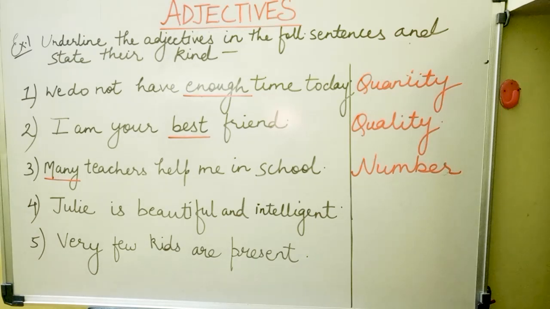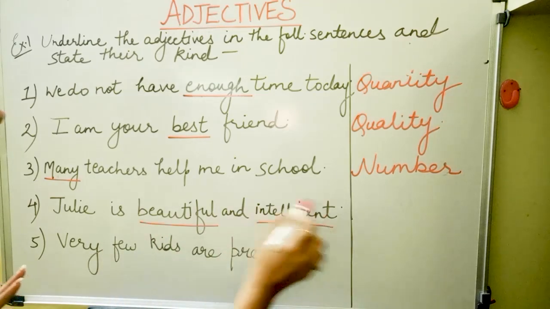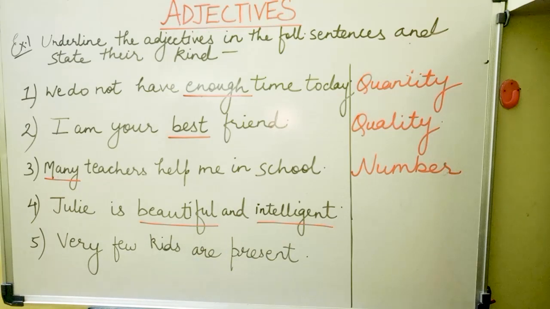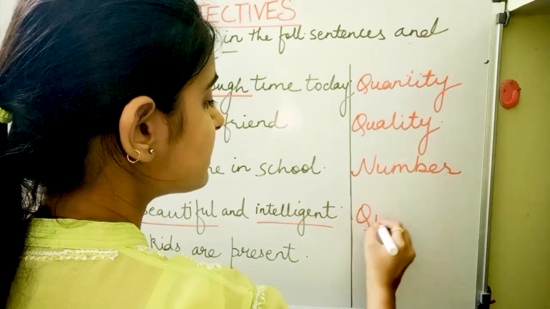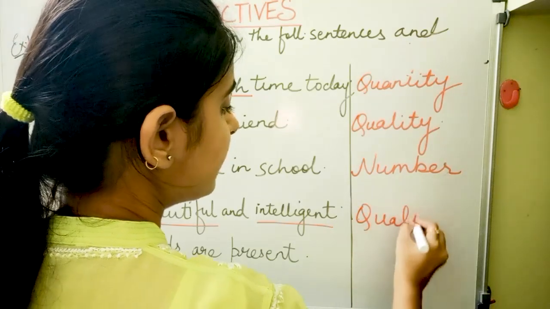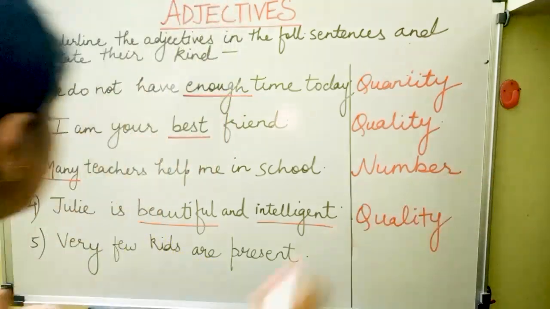Fourth sentence. Julie is beautiful and intelligent. Now in this sentence, the adjective is used after the noun. Like I told you, the adjective can be used before the nouns also or after the noun also. In this sentence, it is used after the noun and we have 2 adjectives. Beautiful and intelligent. What kind of girl she is? Julie is beautiful and intelligent. So again, it is stating its quality. So it is adjective of quality.